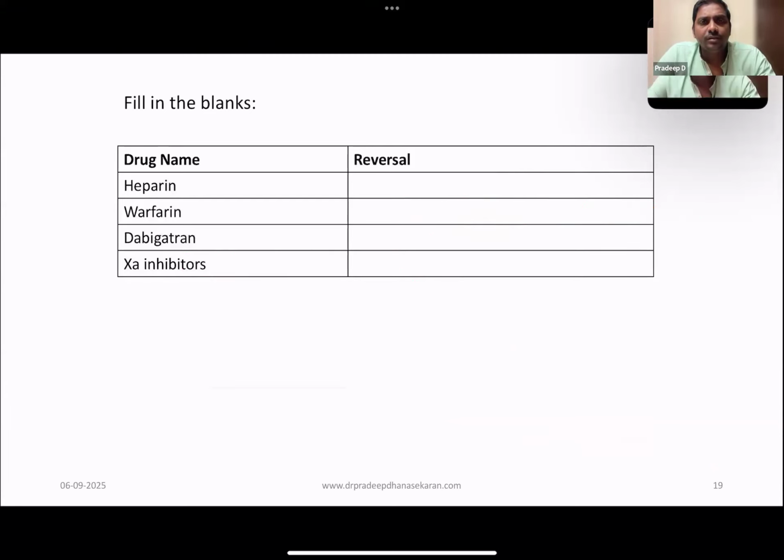So if you look at this table, you have the drug name on the left hand side and you need to identify the reversal drugs. For heparin, the reversal is protamine sulfate. Warfarin, you have a vitamin K injection. You can have a prothrombin complex concentrate, or you can use FFP.